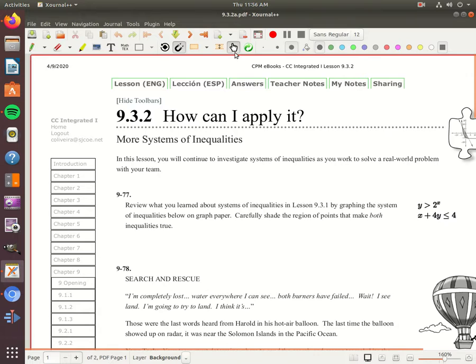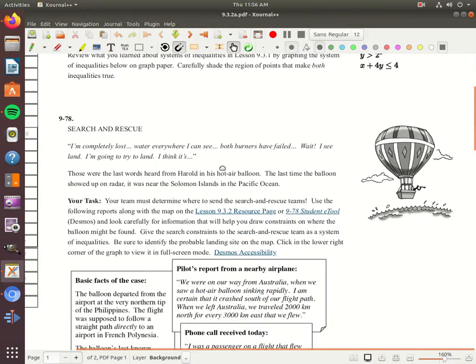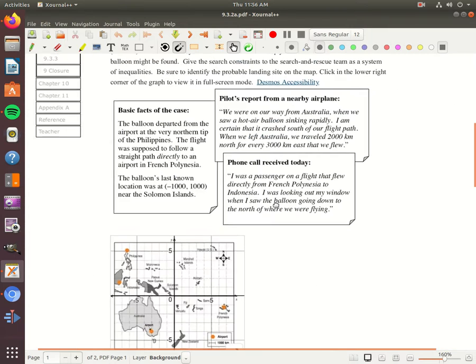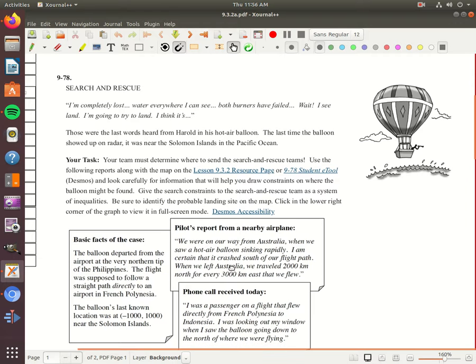So, moving along, back to problem 978. 978 has a lot going on with it. So, it's a search and rescue. Essentially, this balloon took off and disappeared, and we're going to use some clues from some witnesses and stuff to see if we can figure out where the guy landed.